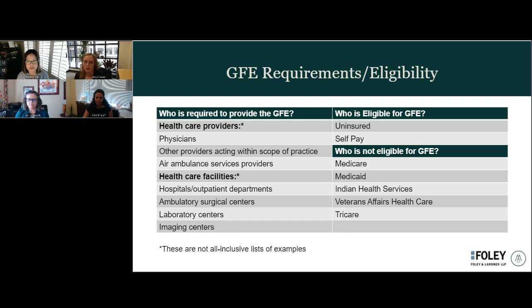Similar for healthcare facilities. Think hospitals, outpatient departments, ASCs, laboratory centers, imaging centers. If you're licensed by your state, this likely applies to you.